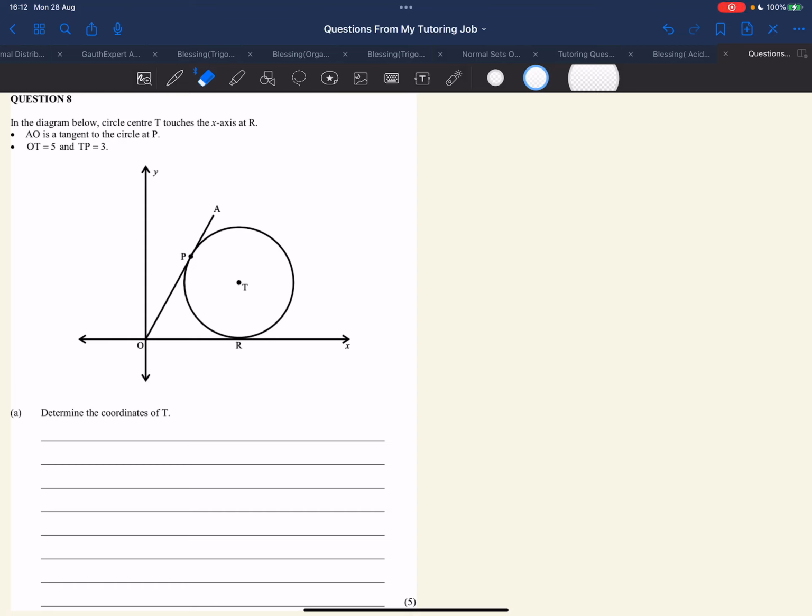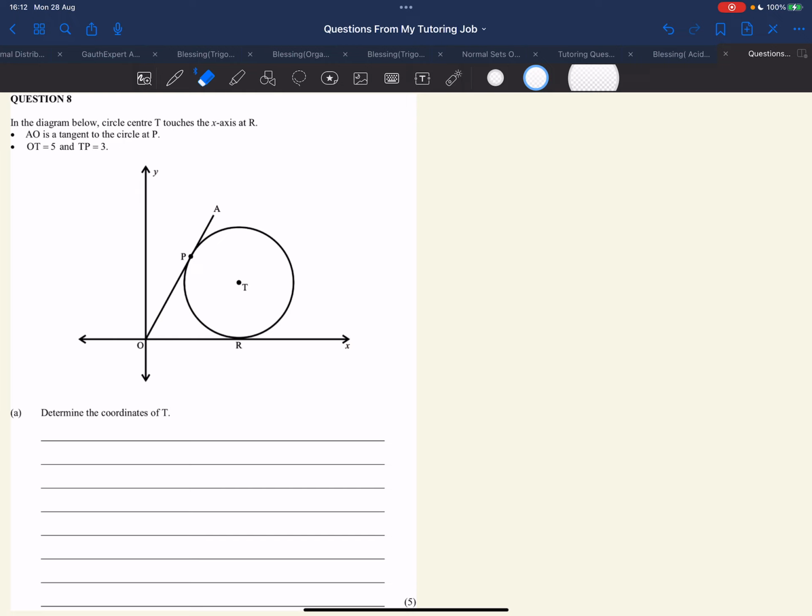Okay, right. In question 8, they say in the diagram below, circle T touches the x-axis at R. So T touches the x-axis at R. So basically the x-axis is also a tangent of that circle T. And then they say that AO is a tangent to the circle at P. So that circle has two tangents. It is tangent OA and the x-axis as well.